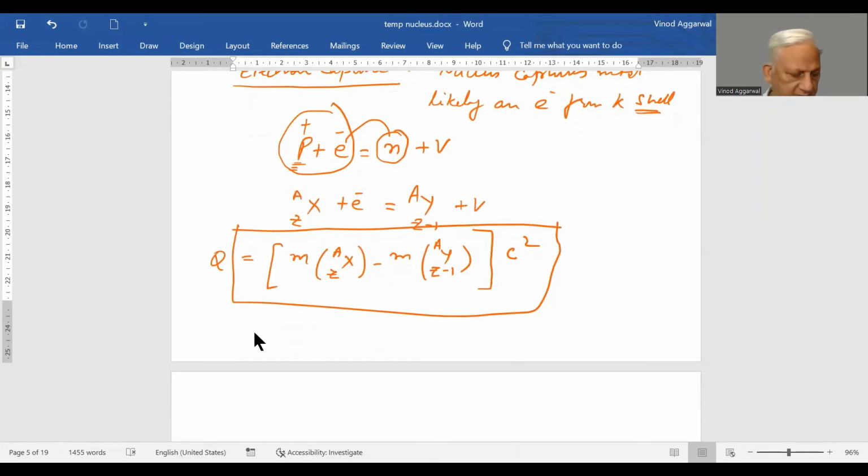Now, what happens is, when an electron is captured, a vacancy is created in the atomic shell. And X-rays are emitted.